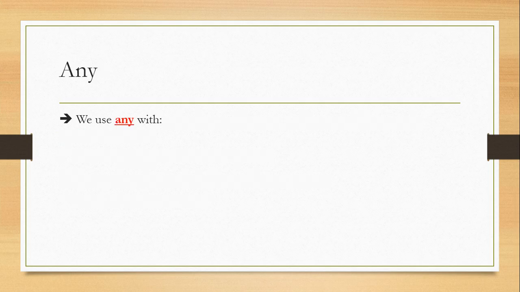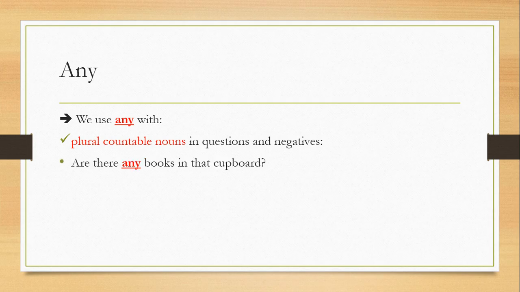so any. When do we use any? And what is the meaning first of any? Any means smallest amount of something, the smallest amount of something. So when do we use it? We use it with plural countable nouns in questions and negatives. For example, are there any books in that cupboard? So we have a question mark, it's a question.